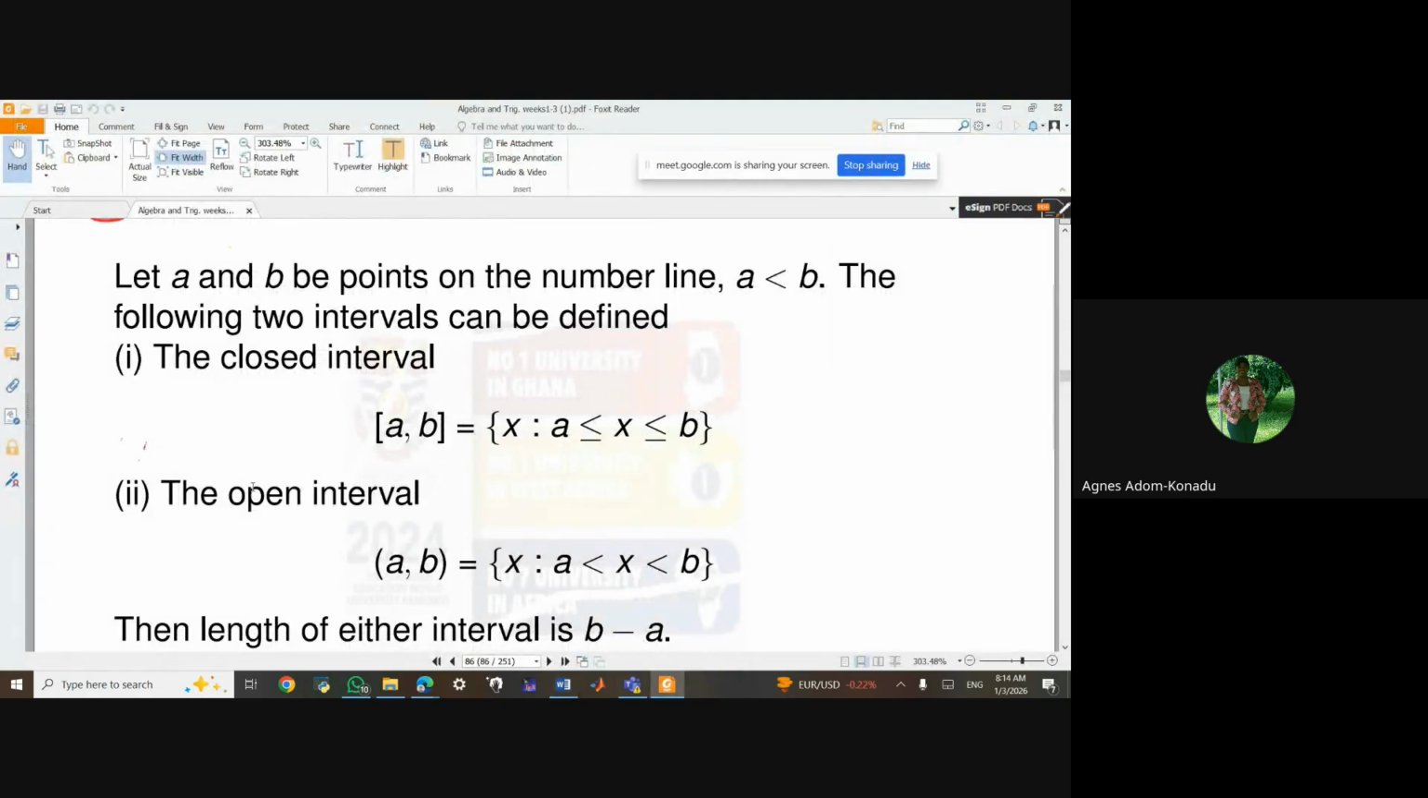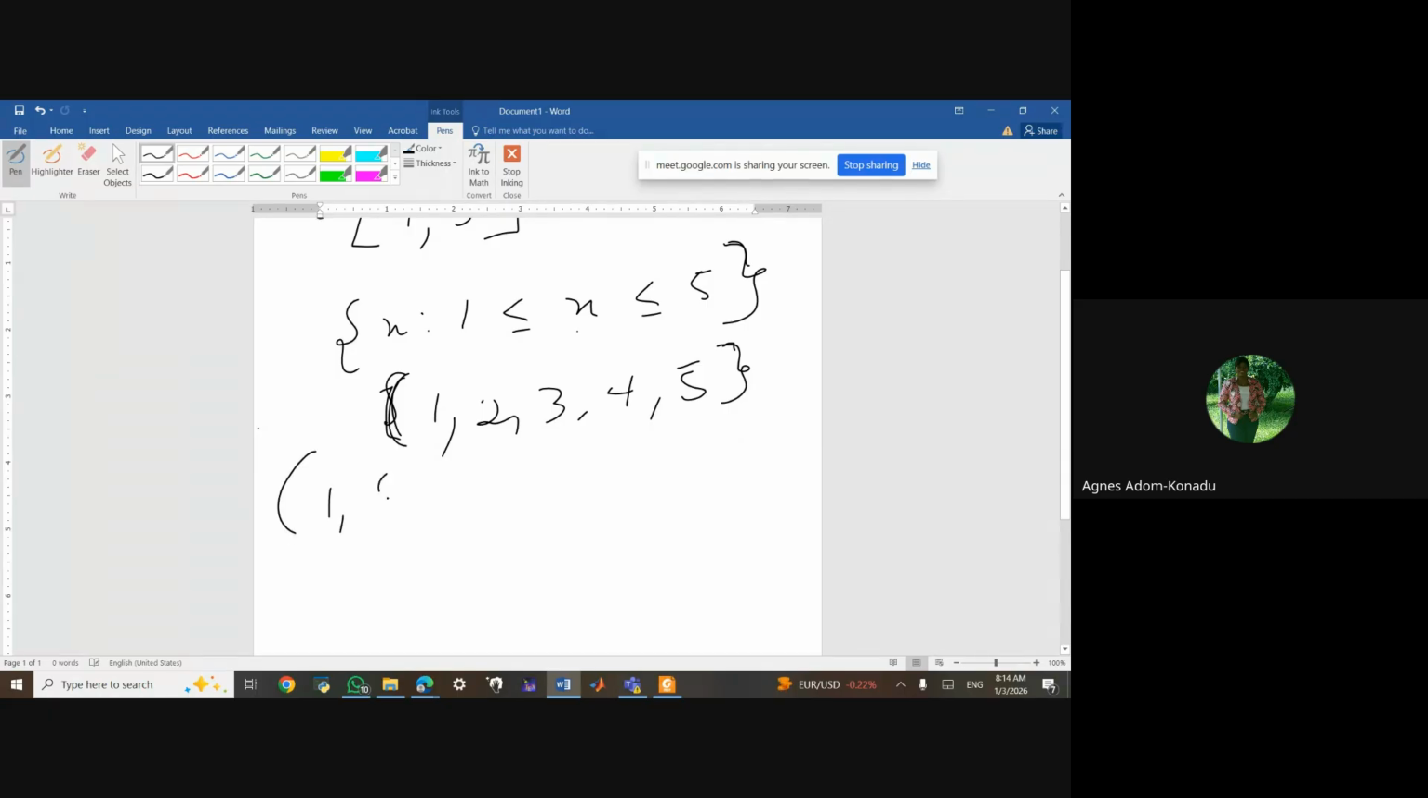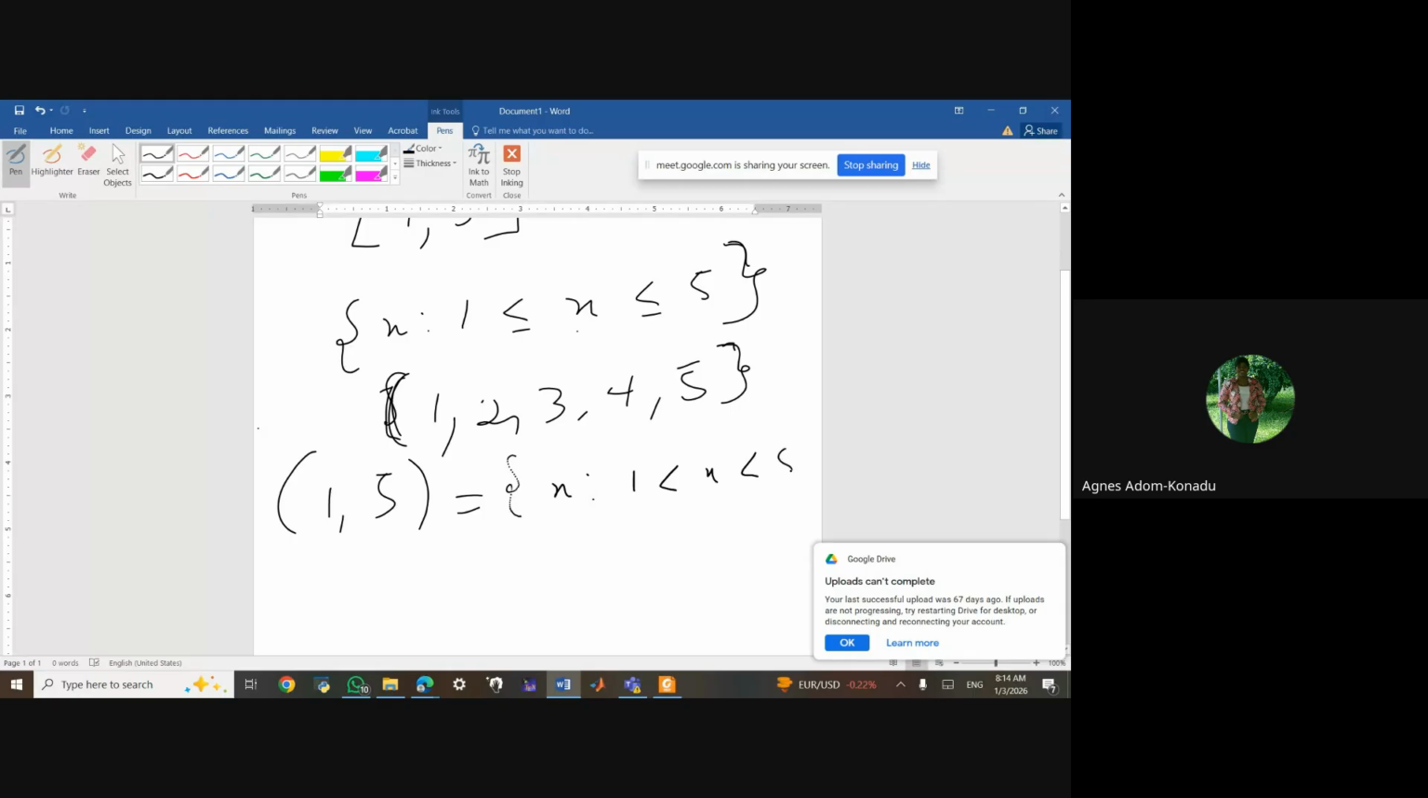Then we come to open intervals. When I have open, so this one, please take note of the brackets. This one is square brackets. This is the normal bracket. When you see something like this, x such that x is strictly greater than A and strictly less than B. So when I have something like this, 1, 5, this bracket open, this one is such that x is greater than 1, and then less than 5.